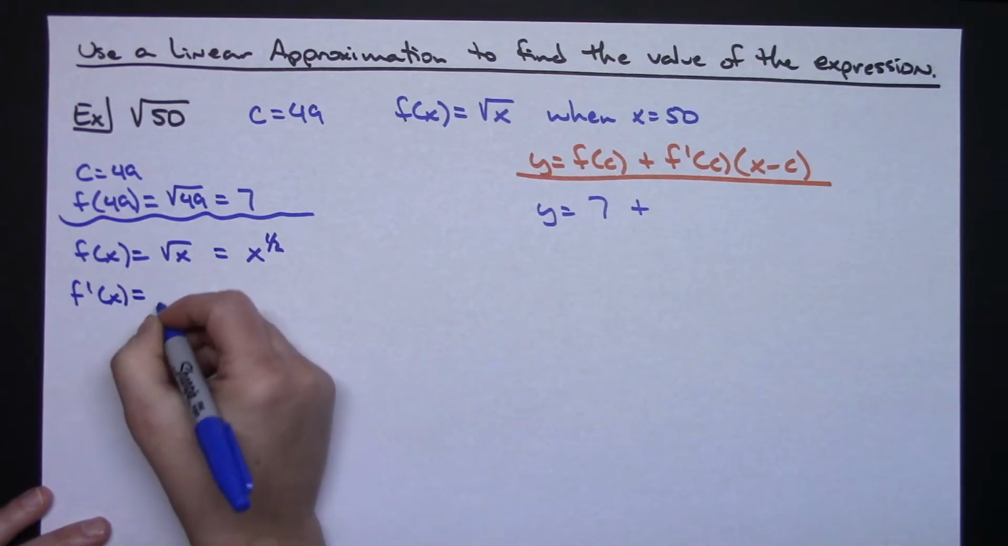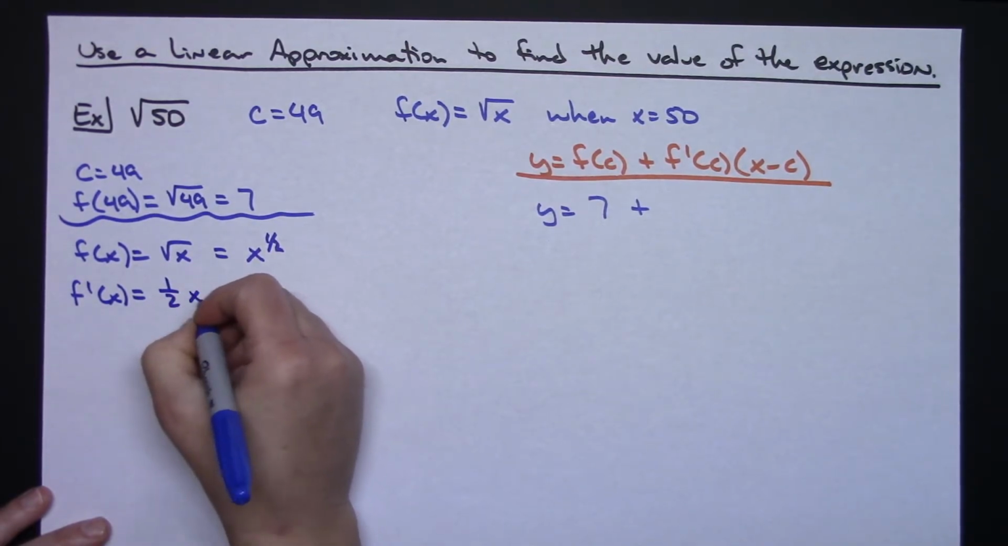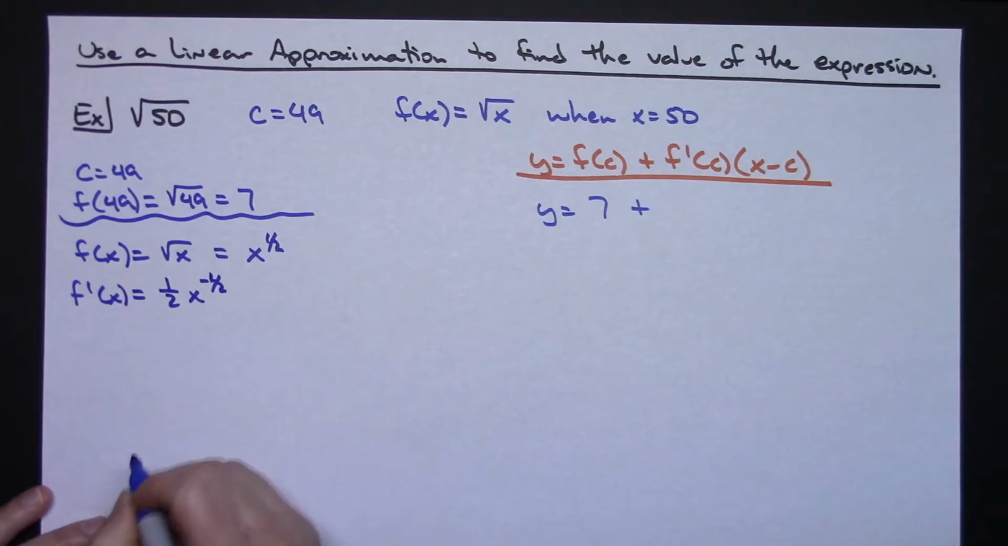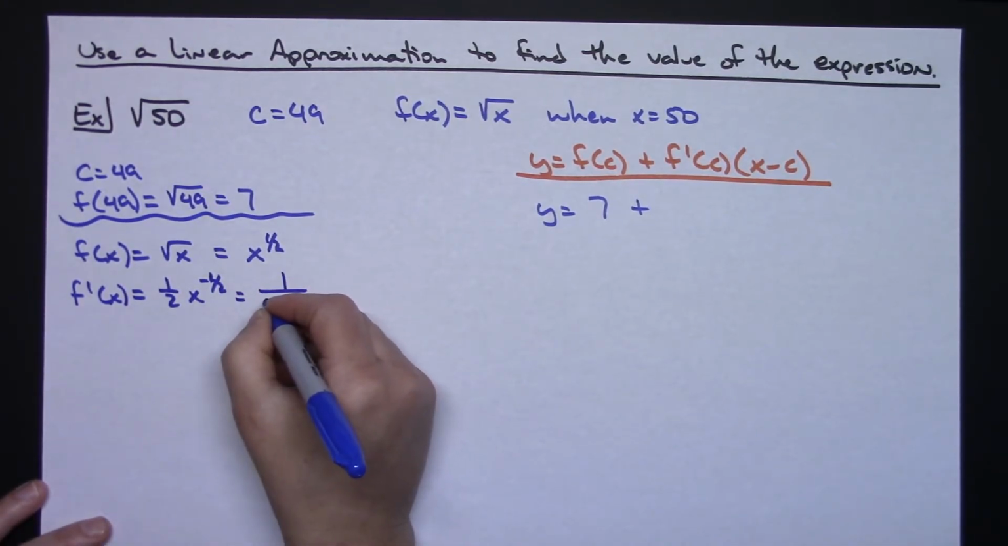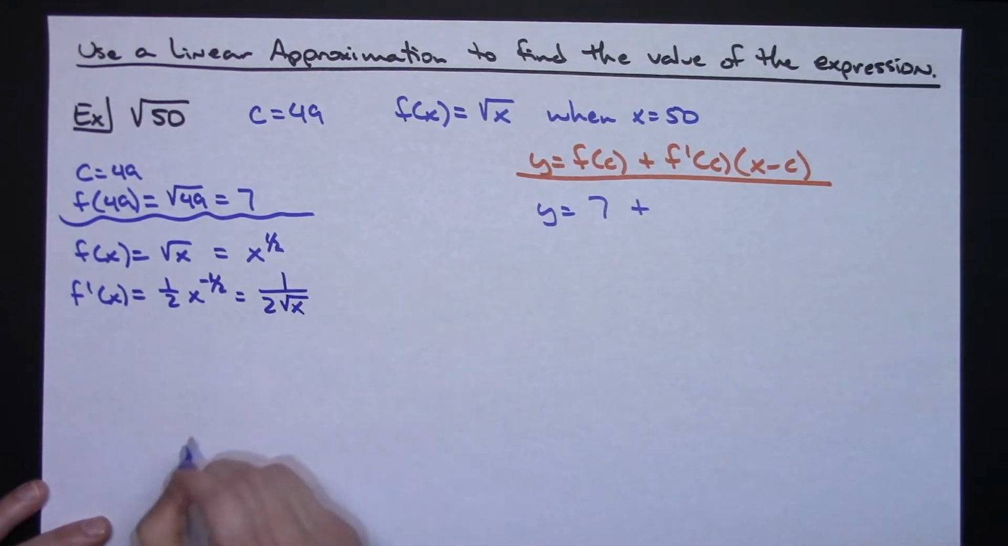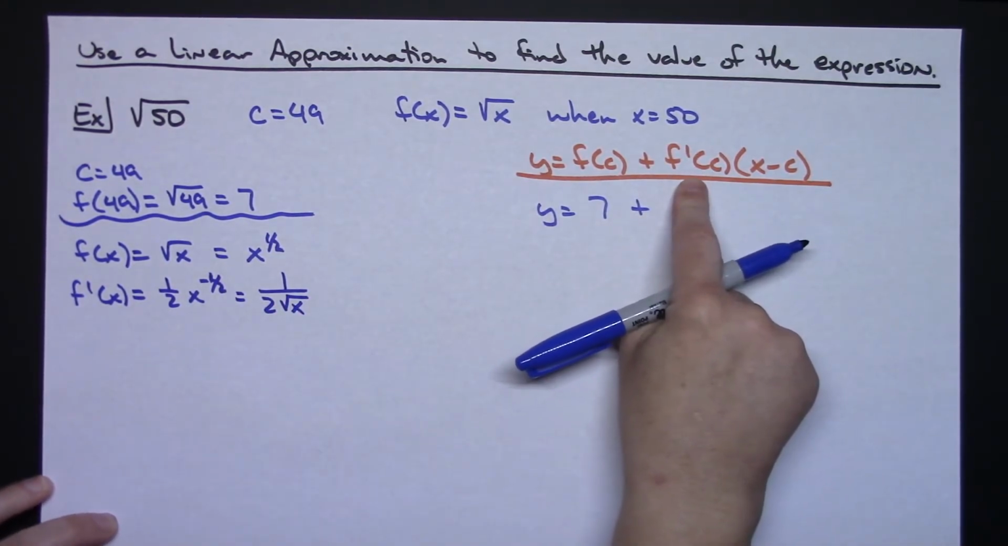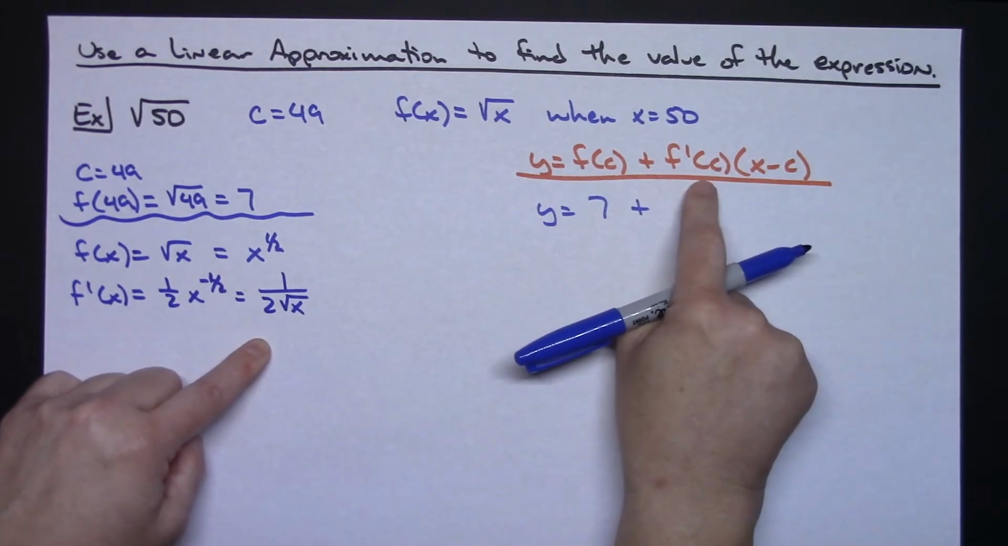It's going to be a nice little power rule there, so I'm going to have a 1/2 x to the minus 1/2. Go ahead and move that to the denominator. I'm going to have a 1 over 2 square root of x. So now I've got my derivative, and now I can find my derivative at c.